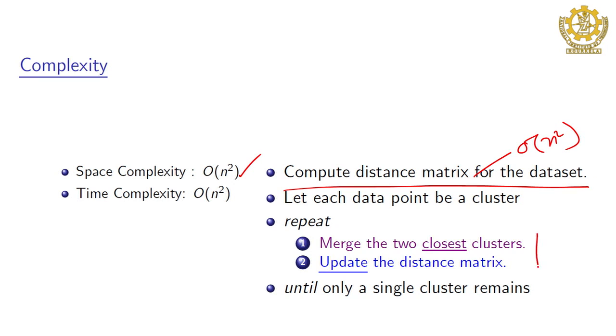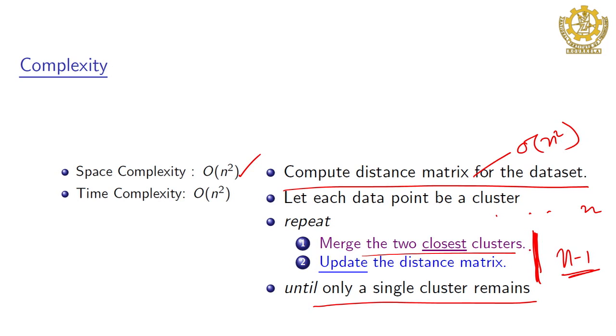Now, this is the step. Initially there are n clusters, and you continue until there is a single cluster. So, how many times do you do this step? N minus 1 times. And then what you have to do is merge the two closest clusters and update the distance matrix. How many times do you merge the closest clusters? N minus 1 times.